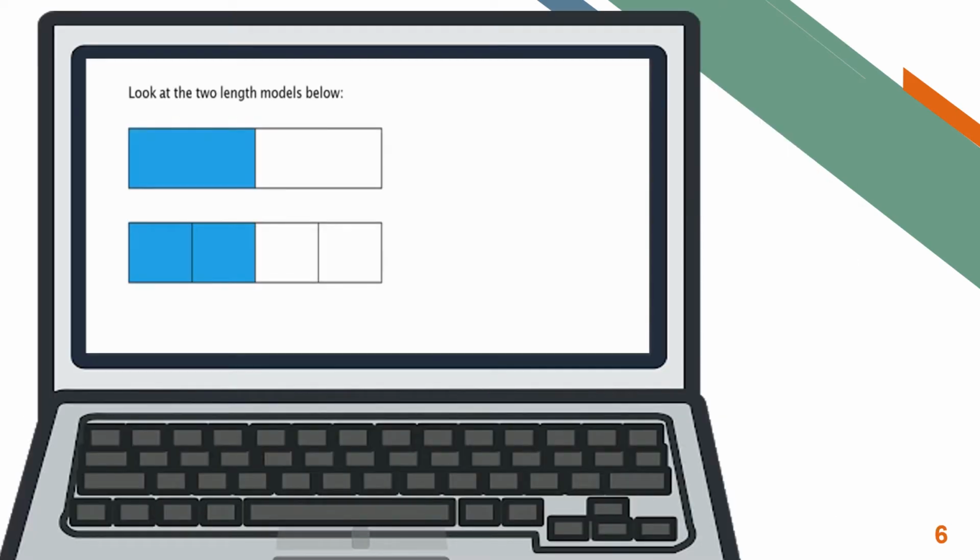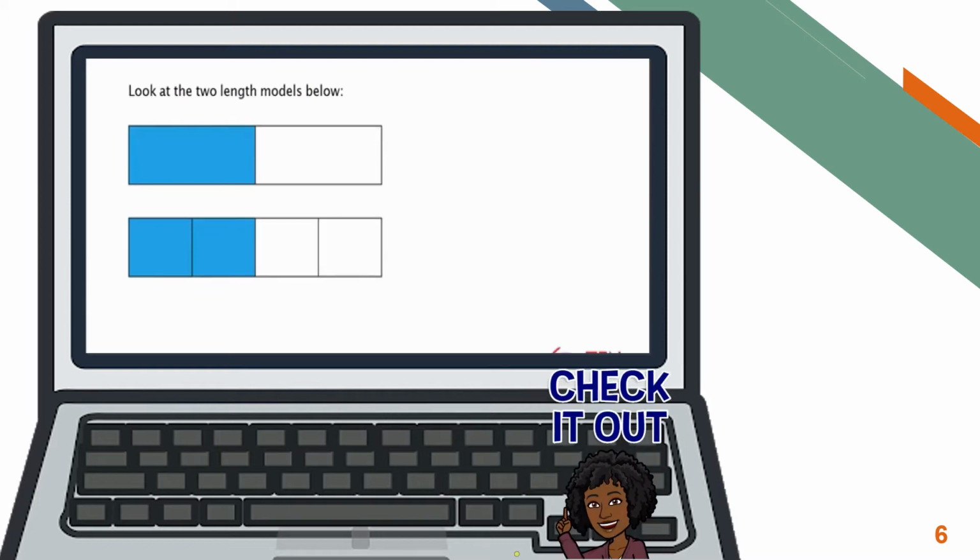This video will explore what we just went over in more detail. Check it out. Look at the 2 length models below. Here in the top model, the whole is divided into 2 equal parts, and one of those parts is shaded. That means the fraction shown here is 1/2. Now let's look at the bottom model. The bottom whole is divided into 4 parts, of which 2 are shaded.